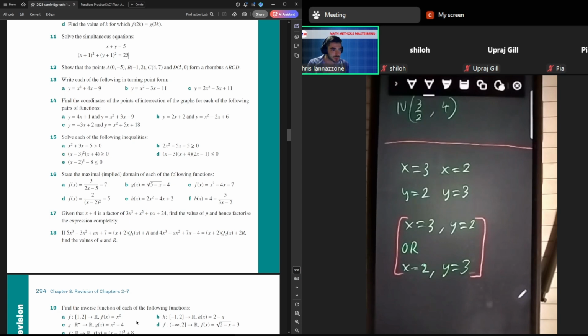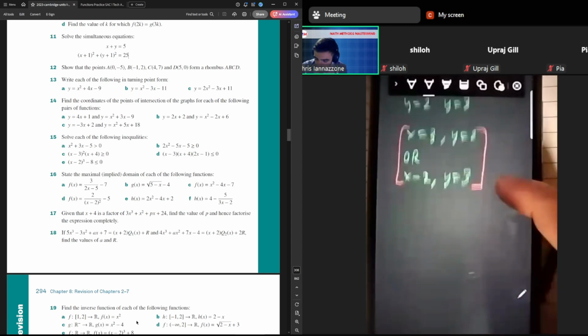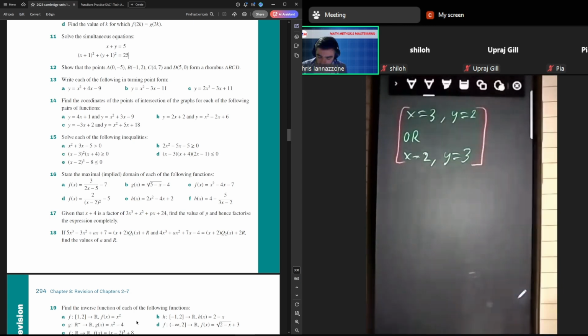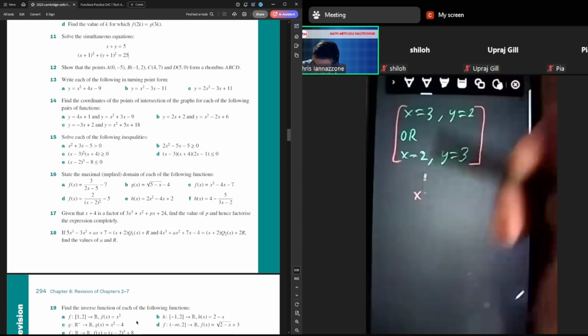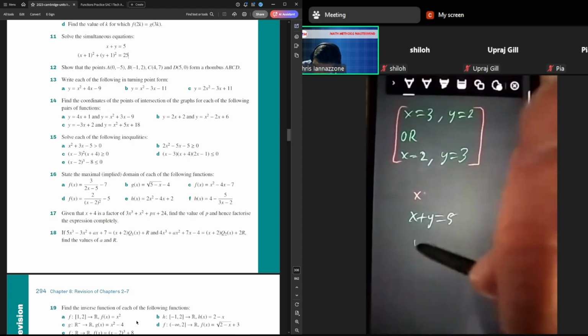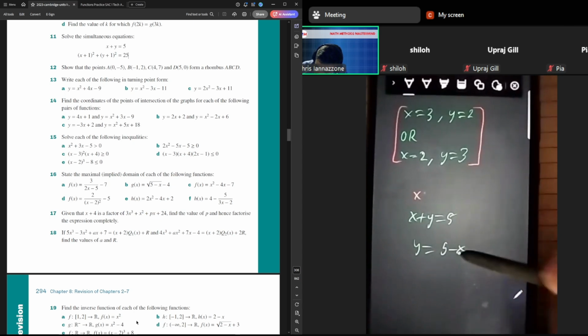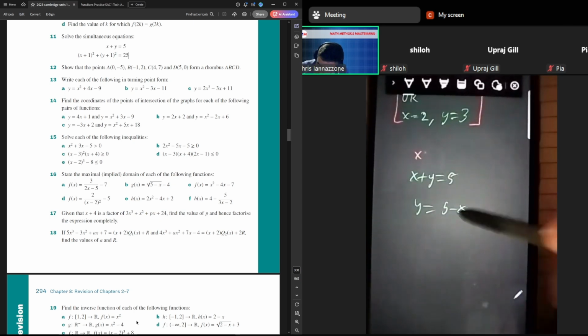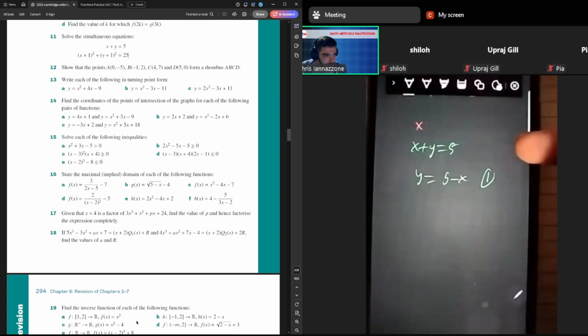As for how you do this without observation, you do have the elimination method, but it will take a lot of effort to make that work. You're better off using the substitution method. The easiest one to rearrange would be x plus y equals 5. You just want to get one of these variables on its own. Then from there, that'll be your substitution.